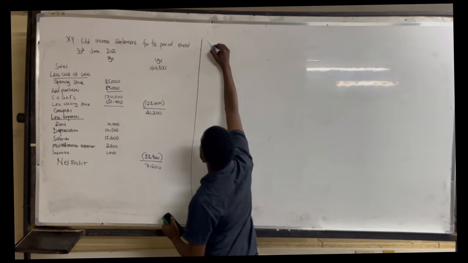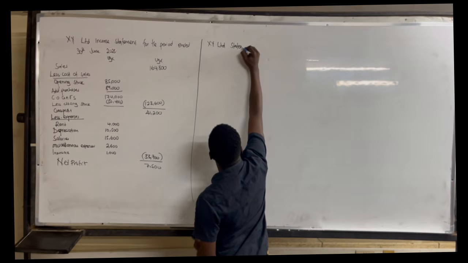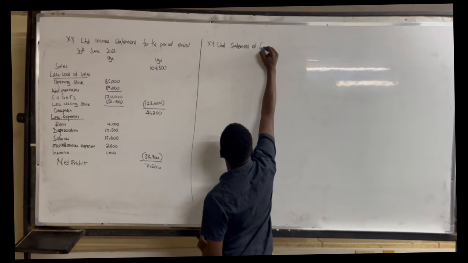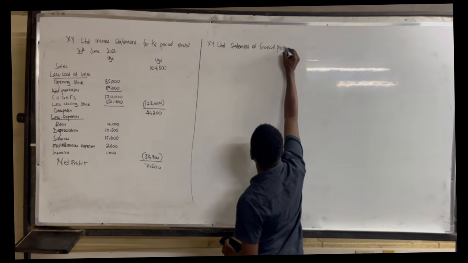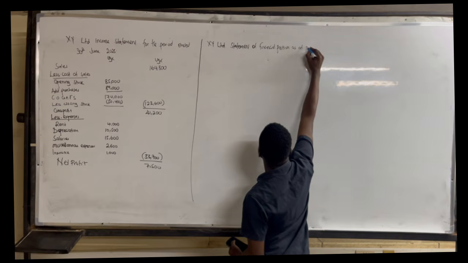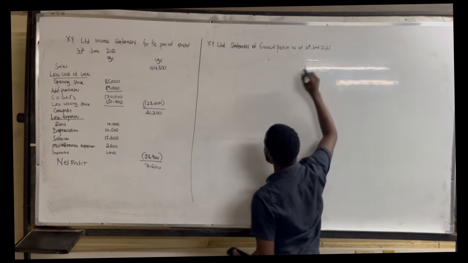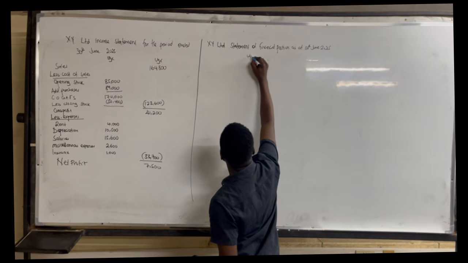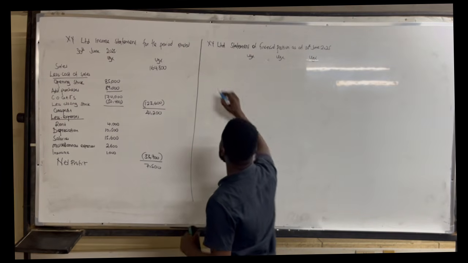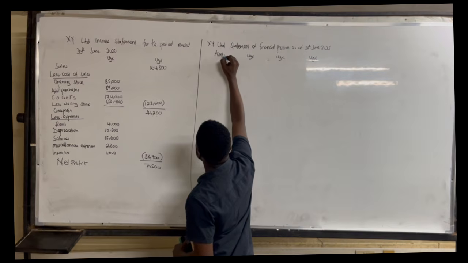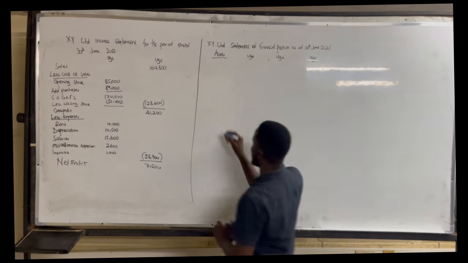Then we're supposed to draw up the statement of financial position. So you're going to say XY Limited statement of financial position as at 30th June 2025. So we have our columns here. Of course you're going to start with the assets. But this time around we only had one asset, and the only asset that we had was furniture.